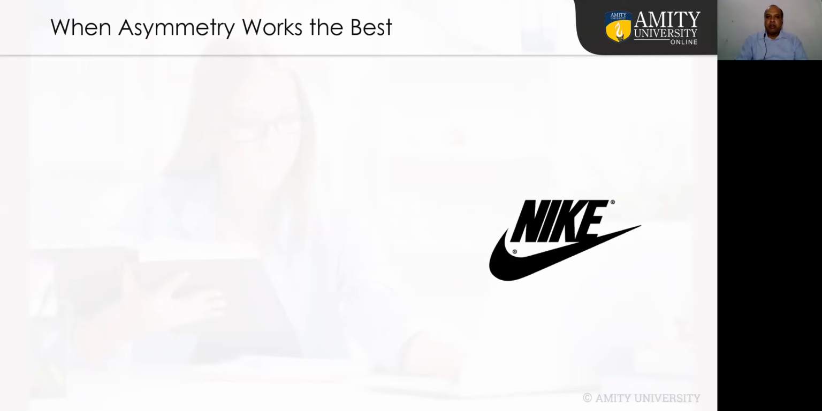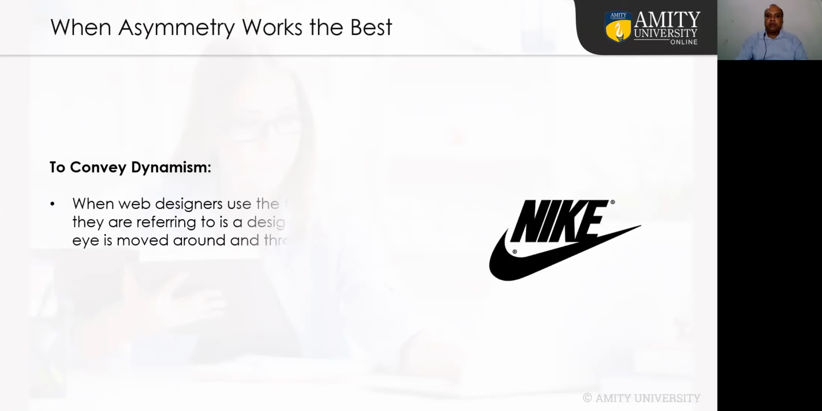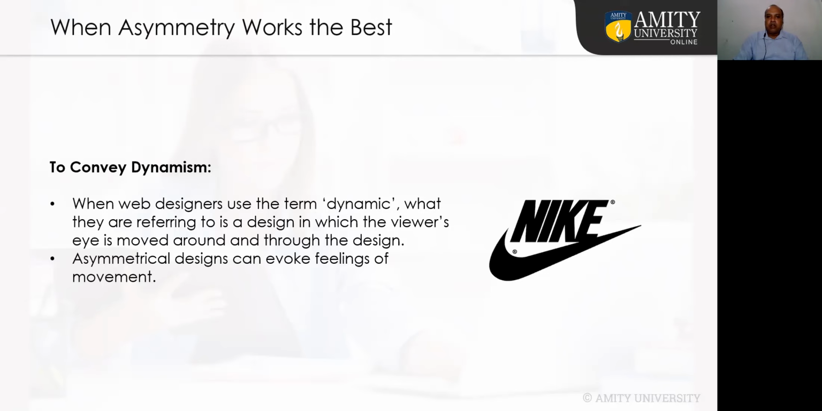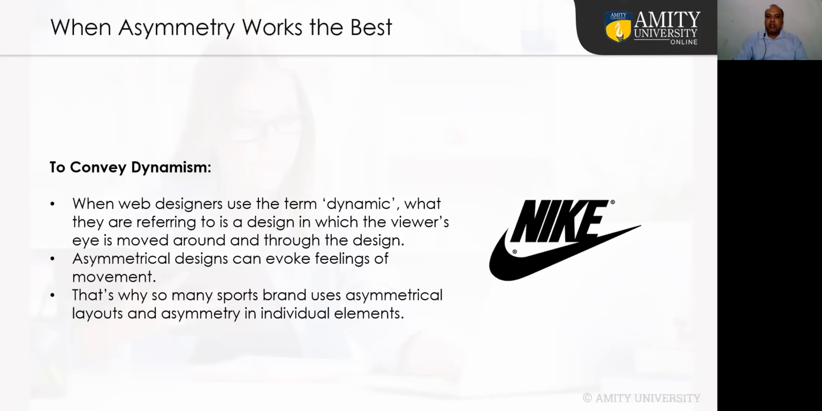One of the best examples of logo design is the Nike logo. It just creates a dynamism. When web designers use the term dynamic, what they are referring to is a design in which the viewer's eye is moved around and through the design from one corner to another. Whenever you view any website, you start moving your eye from one place to another, left to right, top to bottom. Asymmetrical design can evoke feelings of movement. That's why so many sports brands use asymmetrical layouts. If you remember, one example is Nike here, then there is the logo of Adidas. And asymmetry in individual elements.